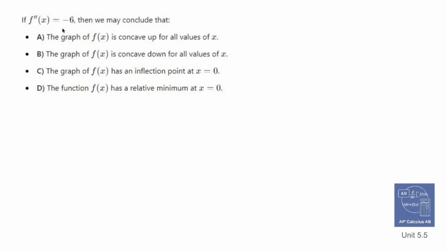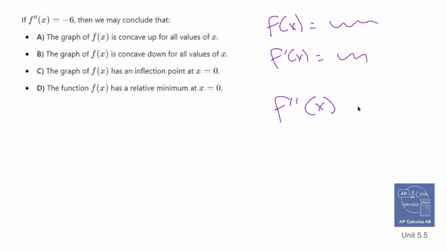If f double prime of x equals negative 6, then we may conclude that... All right, so what happened here is there must have been some f of x that was some type of polynomial. Then you do the first derivative, you get the second derivative, and you land on this. So what you're supposed to do is find inflection points. Well, finding the inflection points has you setting 0 equal to negative 6 and solving for x. There is no x, which means there's no inflection points.